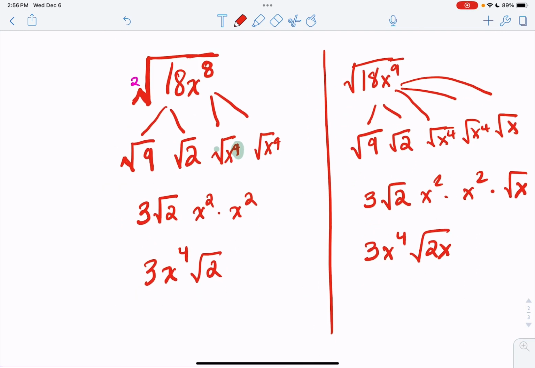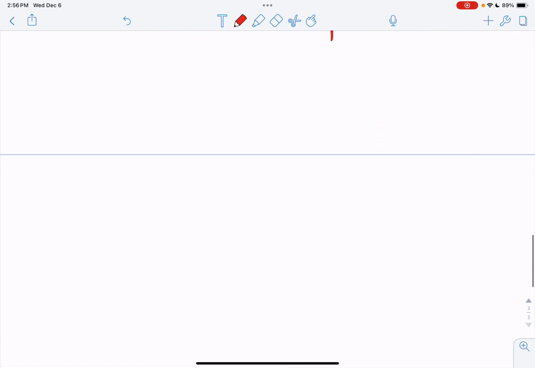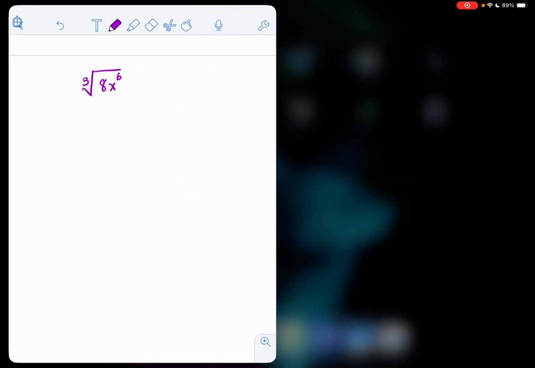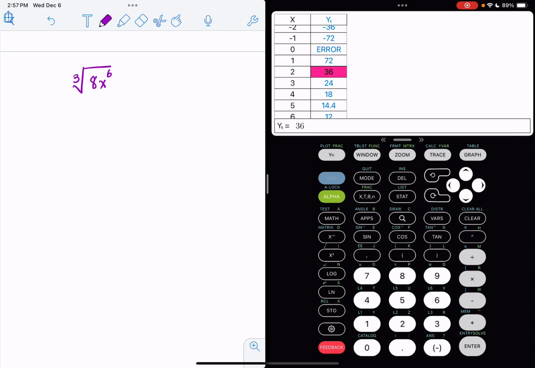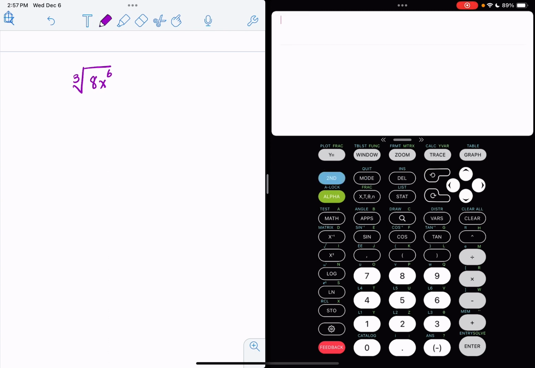Now, instead of a square root, there are possibilities that sometimes we end up having a cube root. So let's say we had cube root of 8 x to the power of 6. Now, cube root of 8, we know we could put into the calculator. Let's see. Math, and then cube root is option 4, 8. That is a 2. That one is taken care of right away.